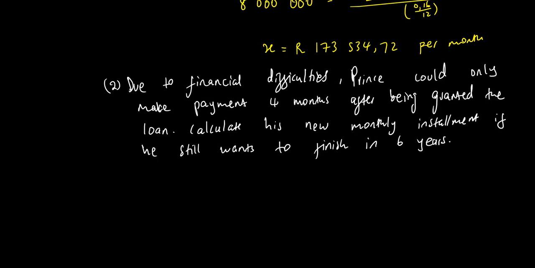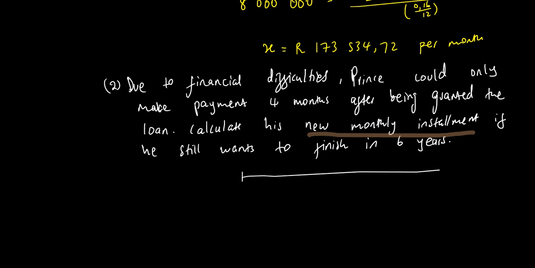So now they want to know what should be the new monthly installments. Why do we have new monthly installments? Because once you miss payments, the loan is going to increase, and because the loan will increase, now you must pay more money to finish paying off that loan in the agreed time. So they want to know that. Guys, how do you do it? Quite simple. You must grow the loan first.